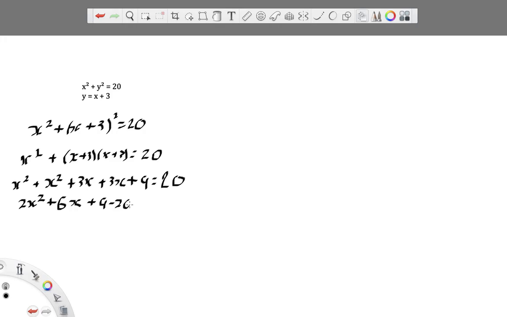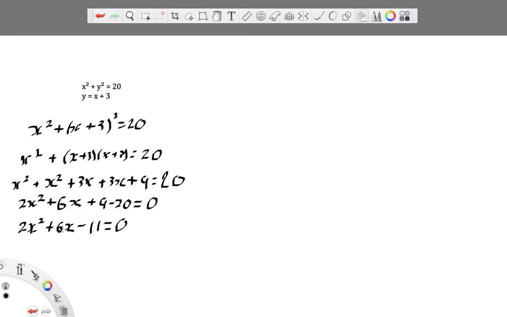So we've got 9 minus 20, and that's all equal to 0. Okay, so we've got 2x squared plus 6x, and then 9 minus 20, which is of course minus 11, and that's all equal to 0. Now I've deliberately put this question in because it doesn't factorise.